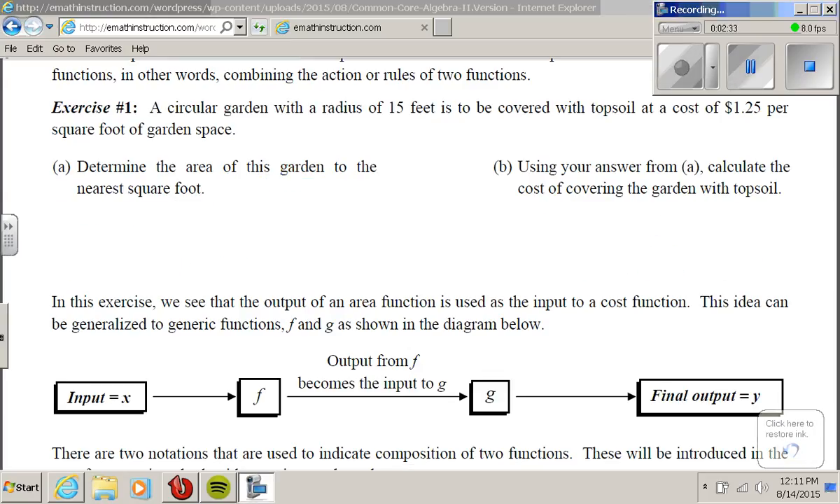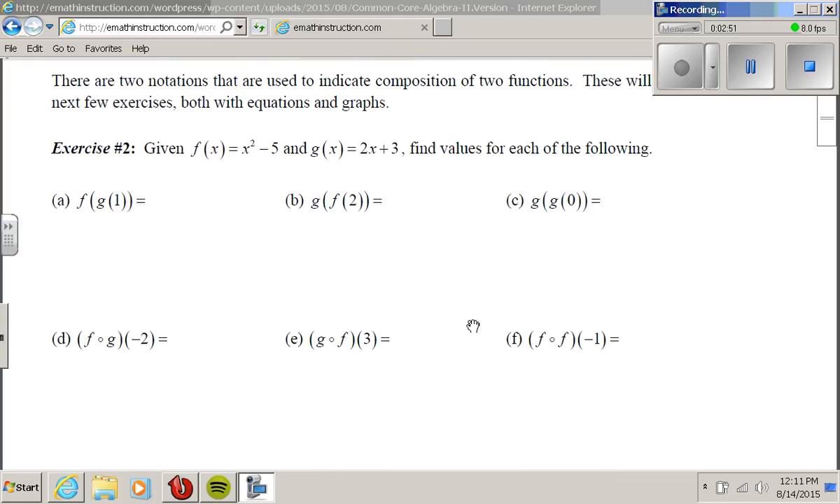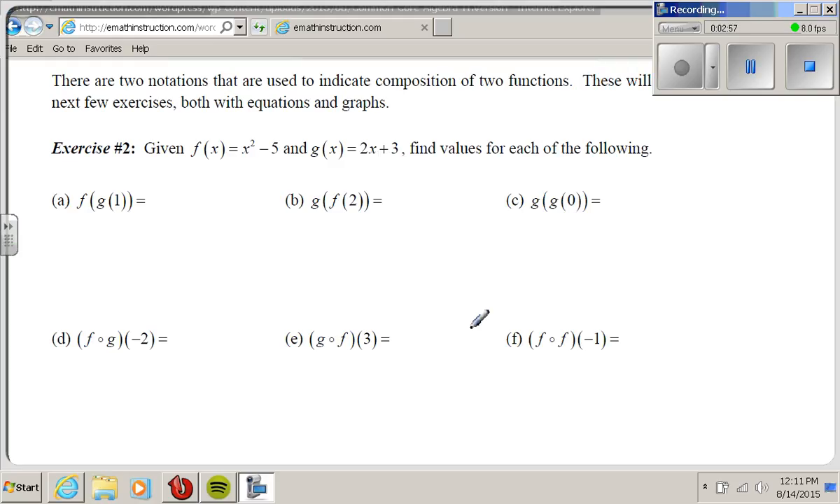Okay, so what we're seeing is we're taking the input, a value of x, and putting it into a function. That output is going into the next function to get our final value, okay? So we have some notations that we're going to be using, and the notations here mean the same thing. The way I say this is f of g of 1. This notation is the same, f of g of negative 2. Okay? They mean the same exact thing. They're done the same exact way.